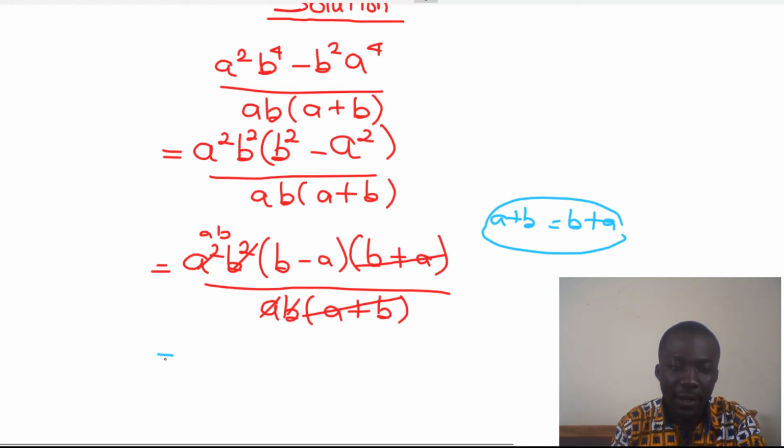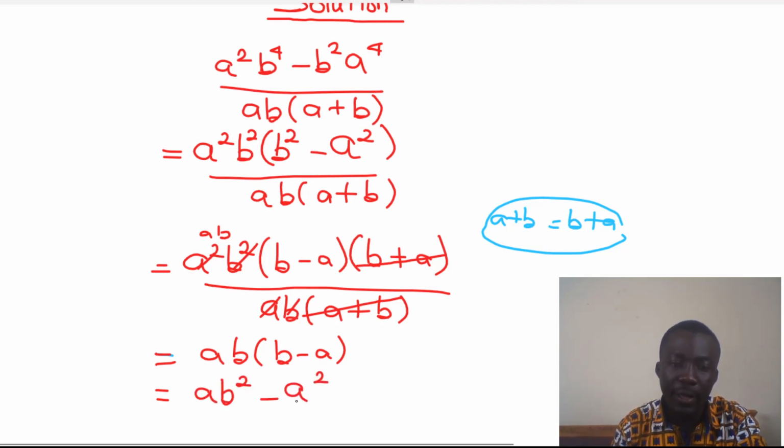And finally, we are going to get ab into brackets b minus a. And when we multiply, we are going to get ab squared minus a squared b. And that will be our final answer.